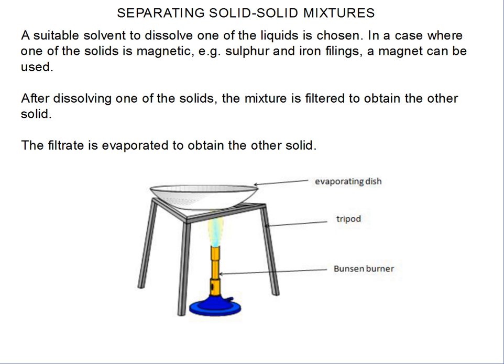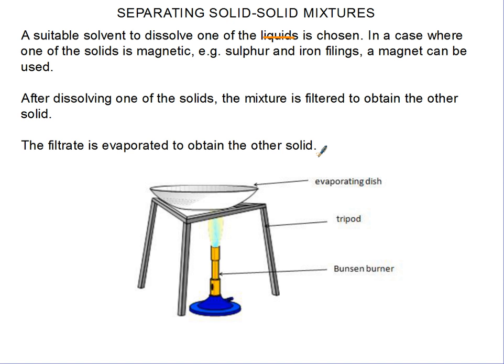Now when we have a solid mixture, a suitable solvent to dissolve one of the solids is chosen. In a case where one of the solids is magnetic, for example a mixture of sulfur and iron filings, we can use just a magnet to separate the components. Now, after dissolving one of the solids, the mixture is filtered to obtain the other solid. The filtrate is evaporated to obtain the dissolved solid.